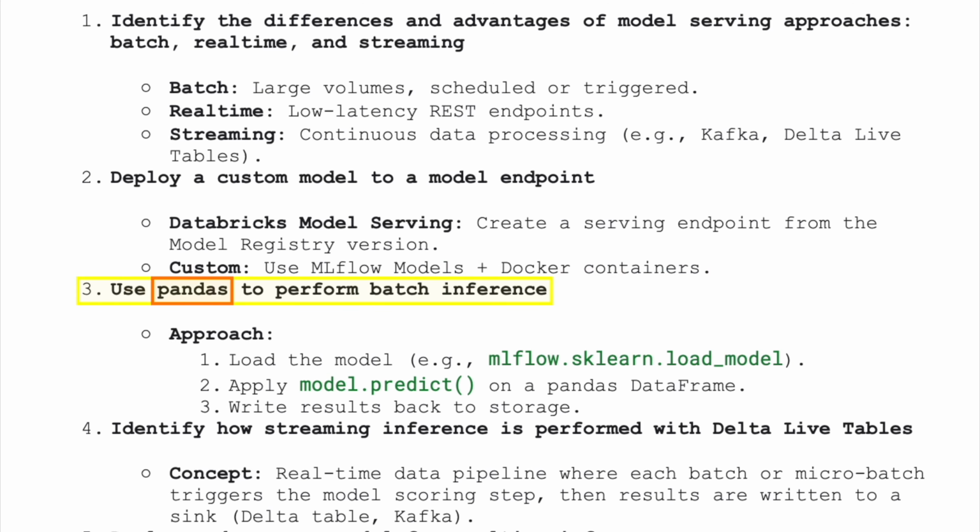3. Use pandas to perform batch inference approach. 1. Load the model, for example mlflow.sklearn.load_model. 2. Apply model.predict on a pandas DataFrame. 3. Write results back to storage. 4. Identify how streaming inference is performed with Delta Live Tables. Concept: real-time data pipeline where each batch or micro-batch triggers the model scoring step, then results are written to a sink: Delta table, Kafka.